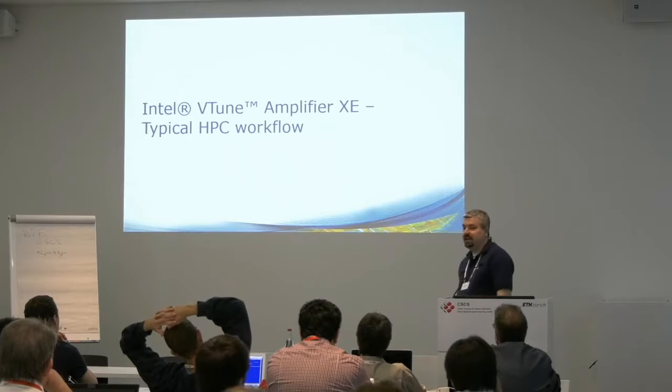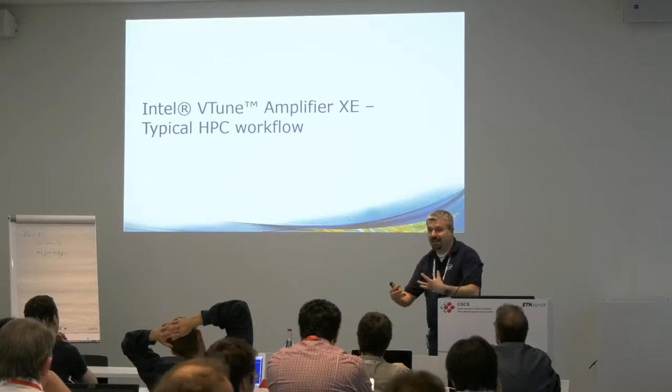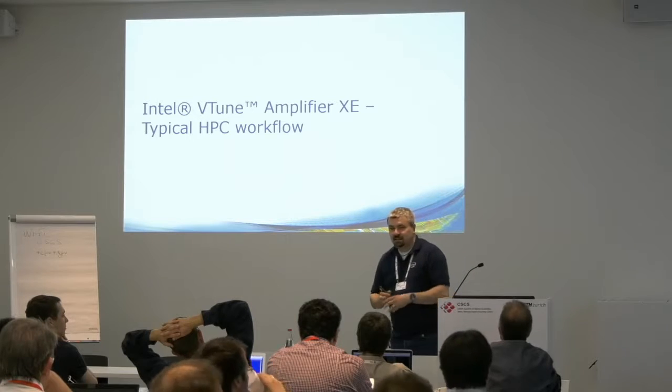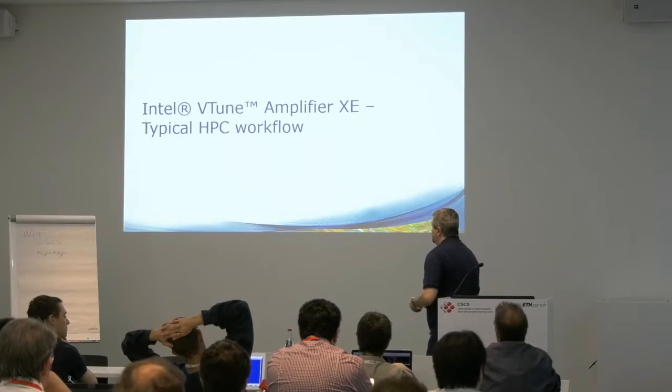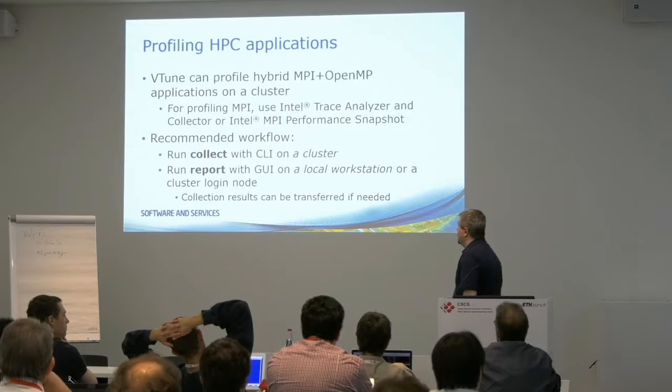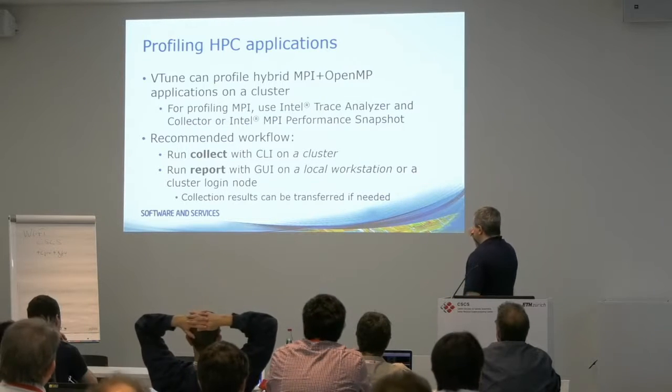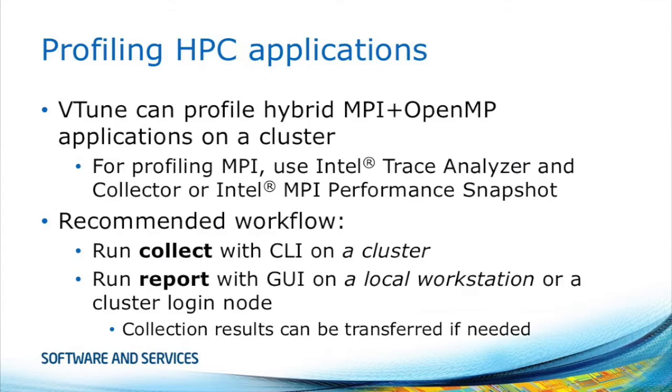Next thing, typical HPC workflow. This is now practical hands-on type of things that you can try out later at 4, I think, when we have the next hands-on session. So the idea again, VTune understands just a little bit of MPI, Intel MPI, so that it can present you some first useful metrics. If you want to really analyze MPI traffic, either use the MPI Performance Snapshot that Hans was presenting this morning, or use Trace Analyzer and Collector, Vampir, or any other MPI enabled tool.